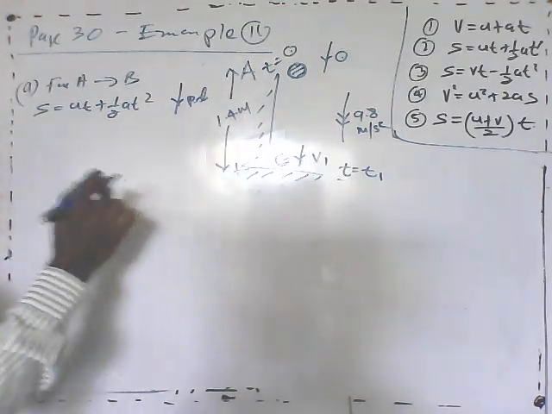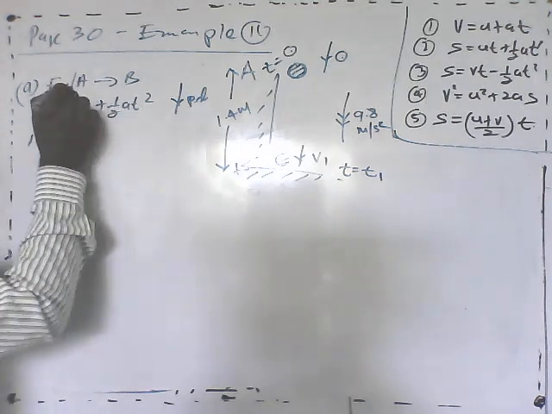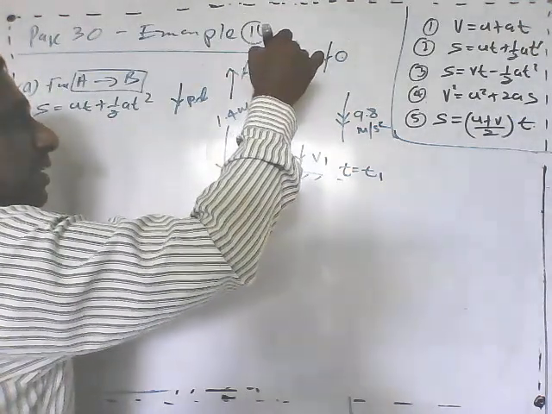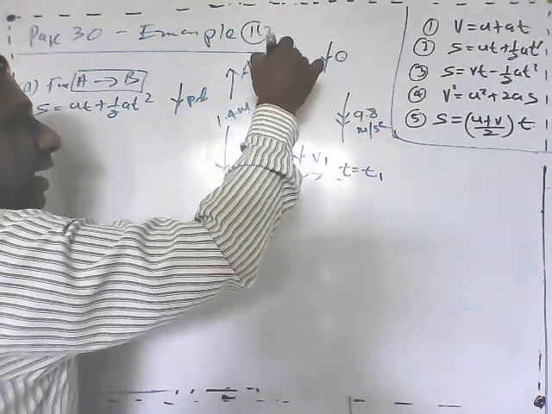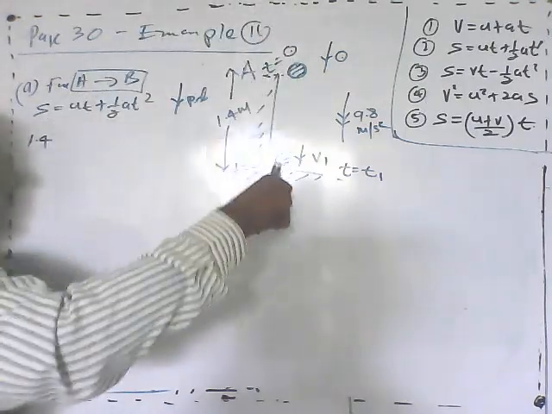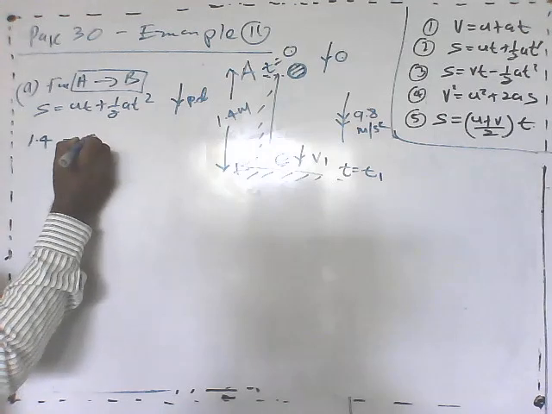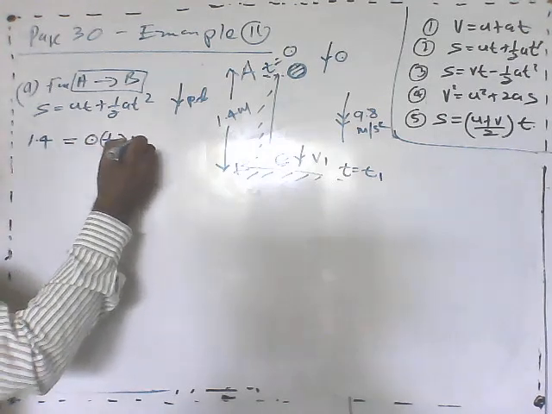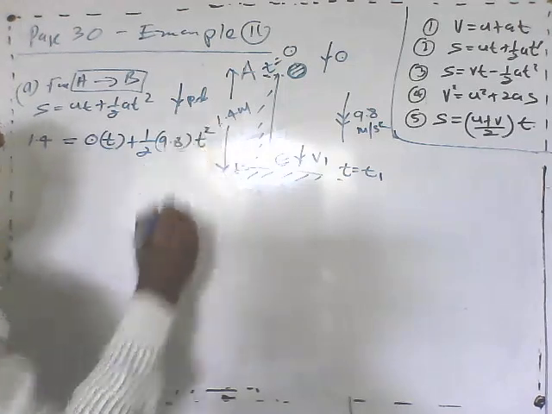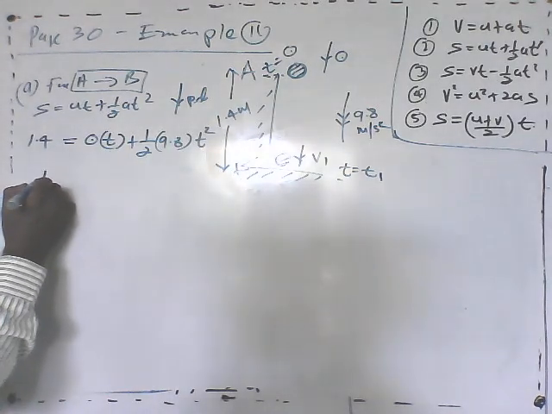Then displacement is 1.4. So when we consider A to B, that means the displacement is measured from this level A. Remember that. So from that it has gone in the positive direction. Then 1.4 is equal to initial velocity 0 times t, plus half of 9.8 t squared.